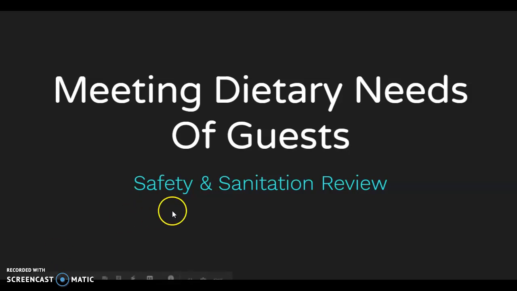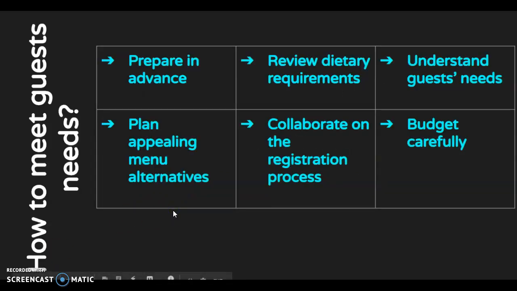So, on our first slide, it talks about how do you meet guest needs. Well, there's multiple ways you can meet guest needs, but the number one thing is you need to prepare in advance. And that means you need to educate yourself with the different types of needs ahead of time. So something like this is really helpful. And the more that you make recipes meeting dietary needs and become familiar with those food products, the easier it becomes to make menus and whatnot to meet different needs.